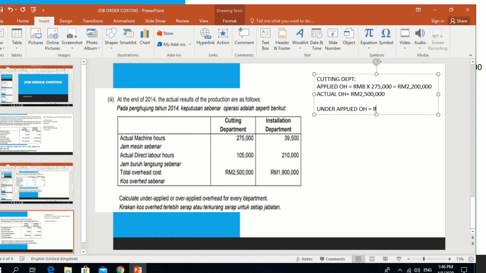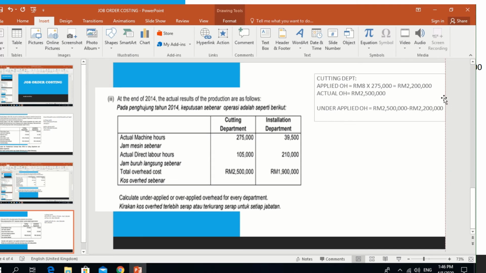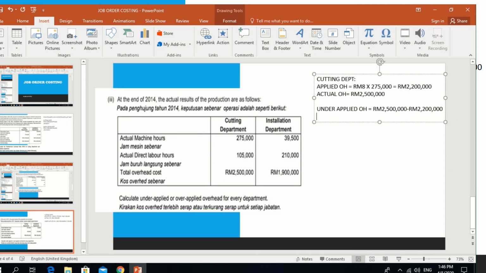Okay, so RM2,500,000. Okay, deduct dengan RM2,200,000. So the answer is RM300,000. Okay, RM300,000 under applied. So under applied, because applied overhead is less or smaller than actual overhead. So the answer is under applied, 300,000 for cutting department.